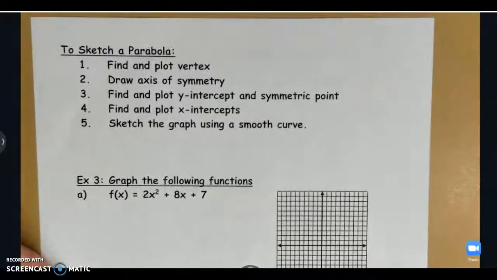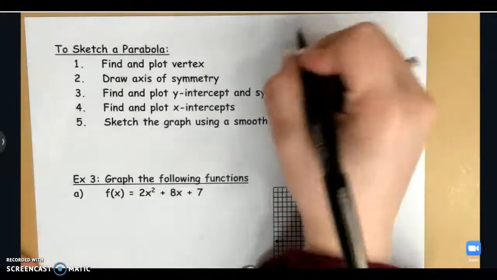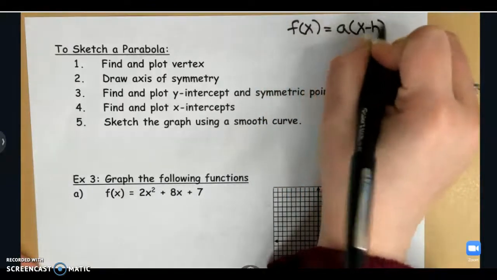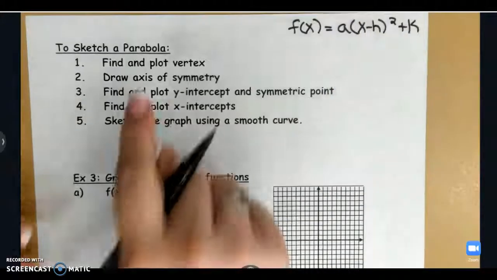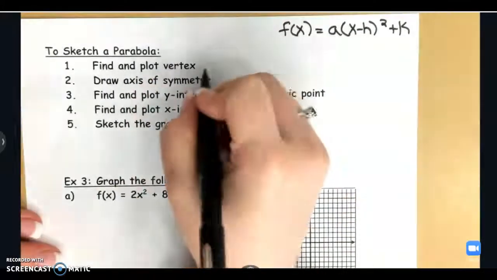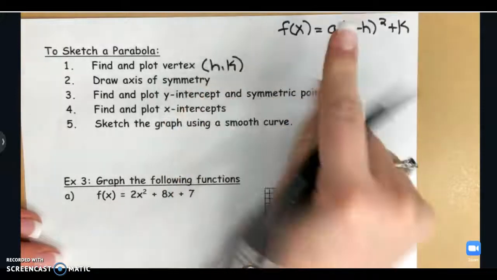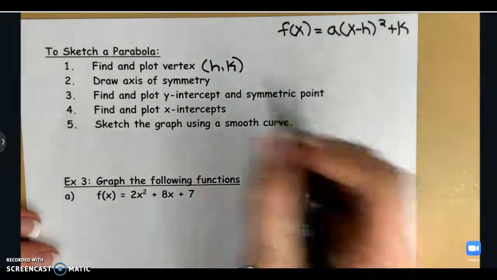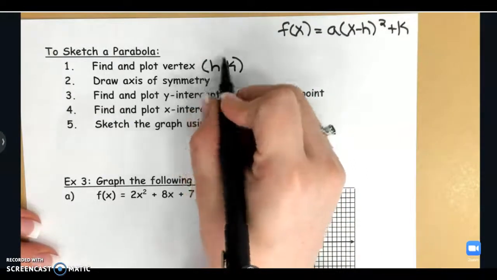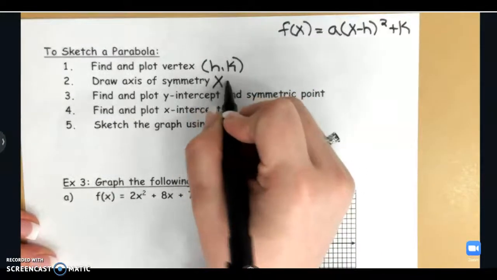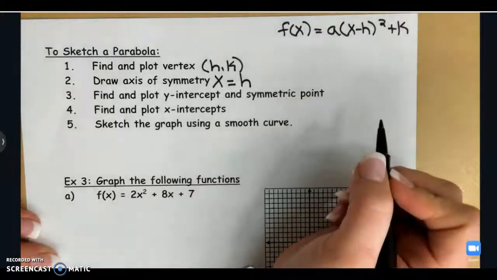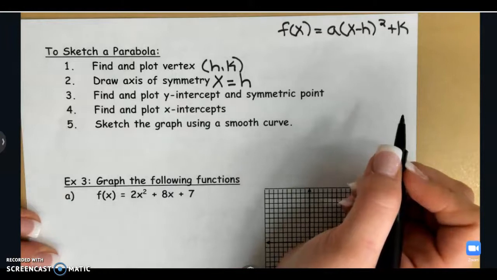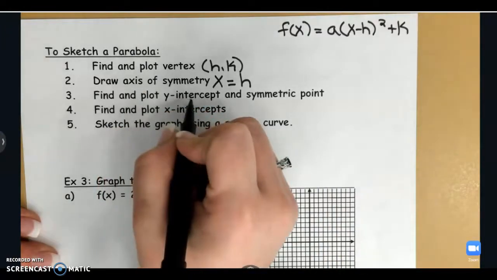So now let's practice graphing. When we are going to be graphing our parabola, I'm going to rewrite our vertex form up here just so that we have it handy on the back side. First, we're going to plot and find our vertex. Remember, your vertex is (h, k). So we're going to rewrite it in vertex form, find h and k. Then we're going to draw our axis of symmetry, and this is going to be the vertical line along this h value. So whatever the x coordinate is of our vertex, that's where our axis of symmetry is, that vertical line.